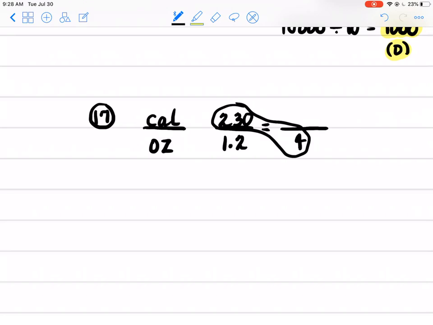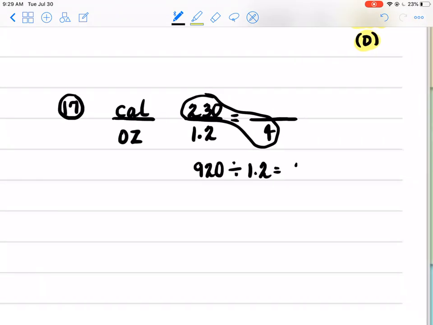So 230 times 4 is 920 divided by 1.2. This one's ugly, but that's okay. It said about how many. So that's a clue that it's going to be ugly. I'm going to round this to about 767 calories.